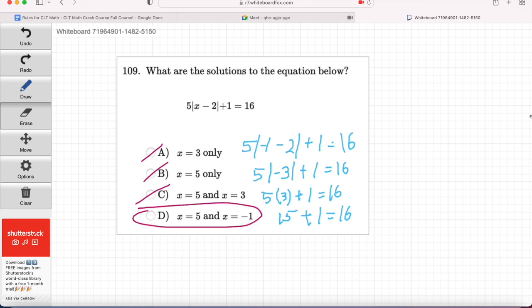Have you seen questions like this on the CLT before in your previous work? Yes, I have. They like testing absolute value. There's an algebraic way to do it, but just plug in the values. Turn everything into arithmetic as often as you can, and you're pretty much guaranteed to find the right answer as long as your arithmetic is straight. Great job there. Let's keep rolling.